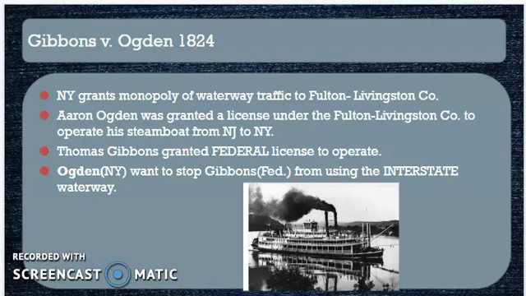Gibbons versus Ogden. This is a maritime law case. So New York granted monopoly of waterway traffic to Fulton Livingston Company. Ogden was granted a license under the Fulton Livingston Company to operate his steamboat from New Jersey to New York. Now, obviously, if there's two states involved, that's when it becomes interstate. That's what interstate means. But this is a federal jurisdiction case because we know more than one state is involved. So Thomas Gibbons was granted a federal license to operate.